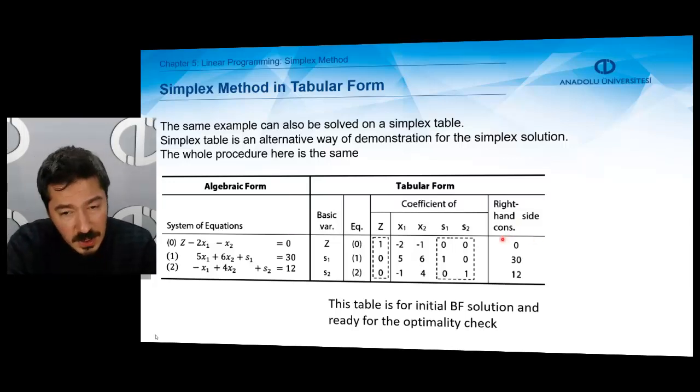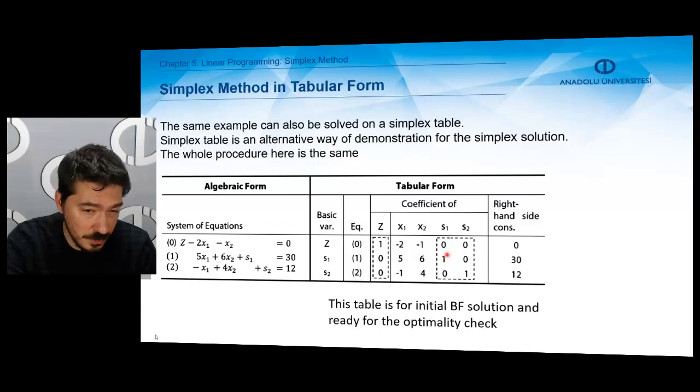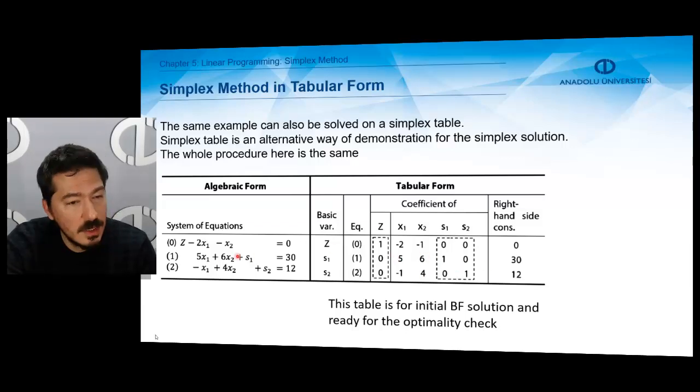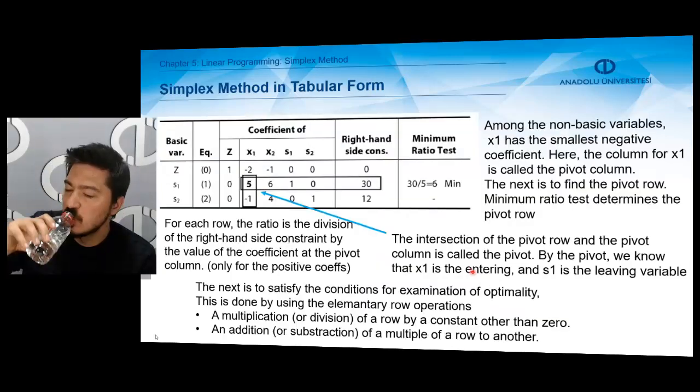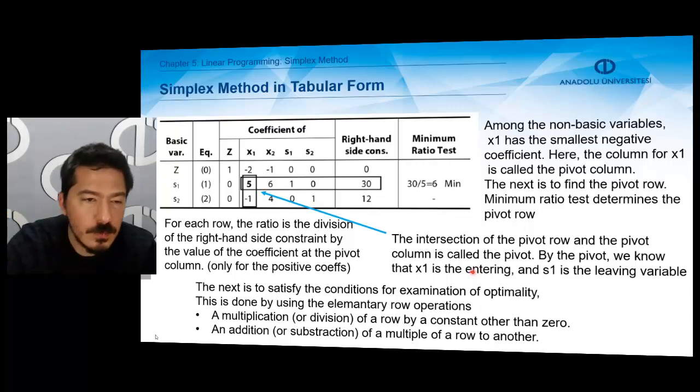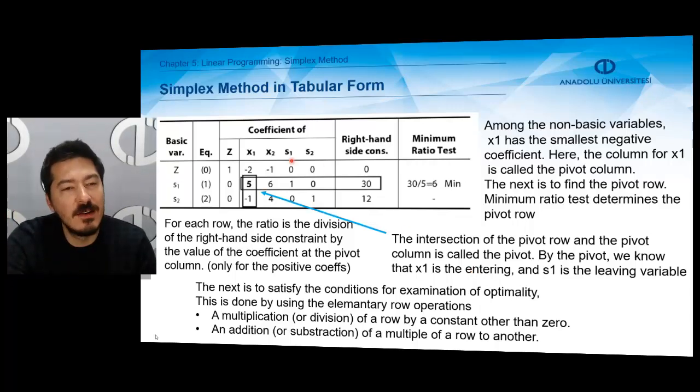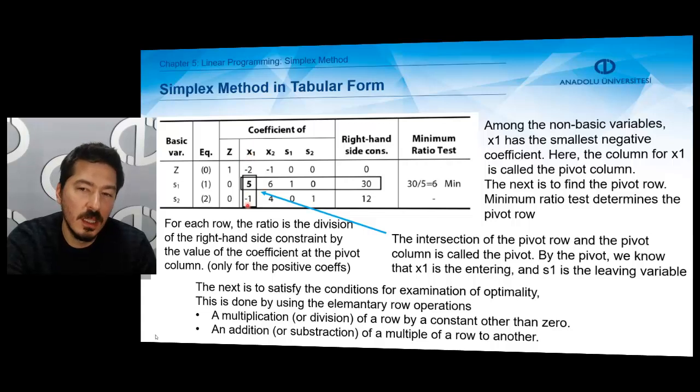This table is for our initial basic feasible solution, as you can remember, and this is ready for the optimality check, as each row, each equation has a unique basic variable with a coefficient 1. Among the non-basic variables, those are x1 and x2, x1 has the smallest negative coefficient. Here, the column for x1 is called the pivot column.